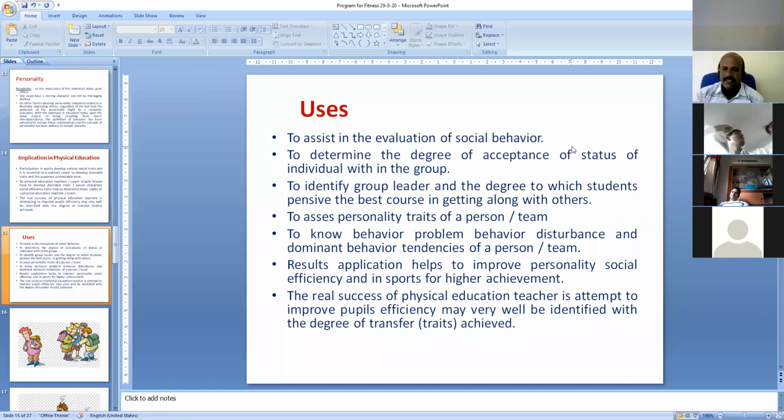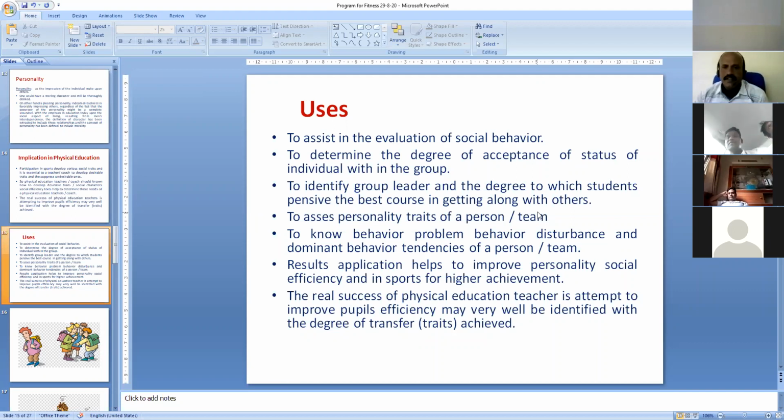See, acceptance means they are agreeing to stay with him, they are agreeing to move with him. All these things come under this one. Mingling with others, all these things come under accepting another boy or another classmate, neighbor, all these things.